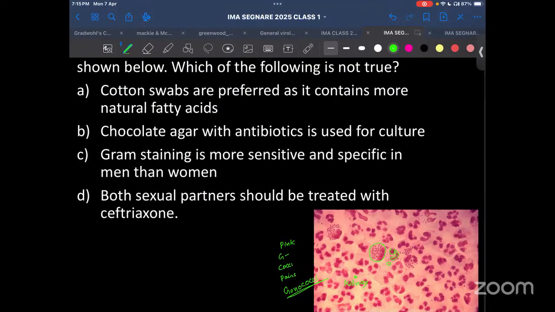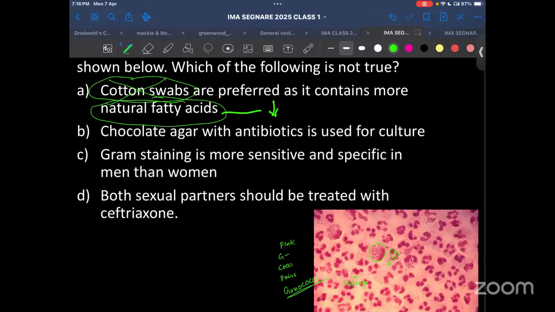Now coming to the options, what is the answer here? Cotton swabs are preferred as they contain more natural fatty acids. In fact, cotton swabs should not be used for organisms like gonococci because these natural fatty acids are inhibitory. They inhibit the gonococci, so we will not get the gonococci in culture. So the first option is wrong, and the others are correct.